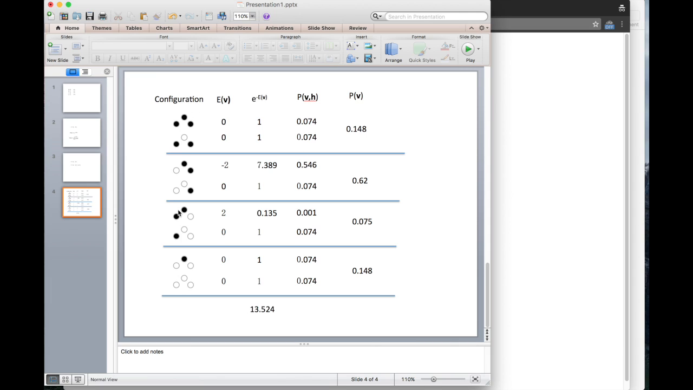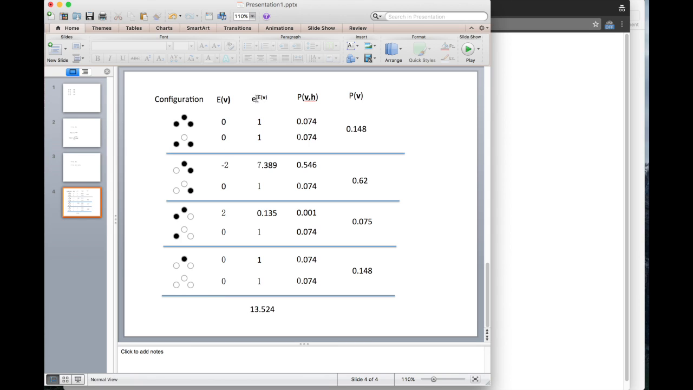So let's do some mathematical calculation first. The first column lists all the possible configurations of the system with the hidden unit. There are 8 different configurations possible for this system. And the second column lists the energy for each of the 8 configurations. We can say this is the preferred configuration of the system. It has an energy of -2. And this configuration is not favored by the system, which has an energy of +2. All the other configurations have equal energy of 0.